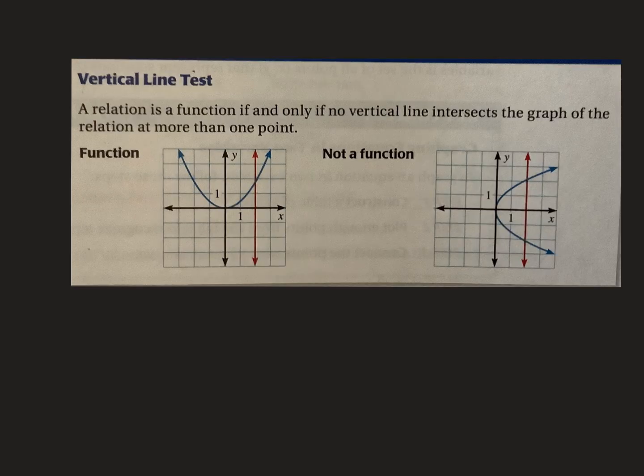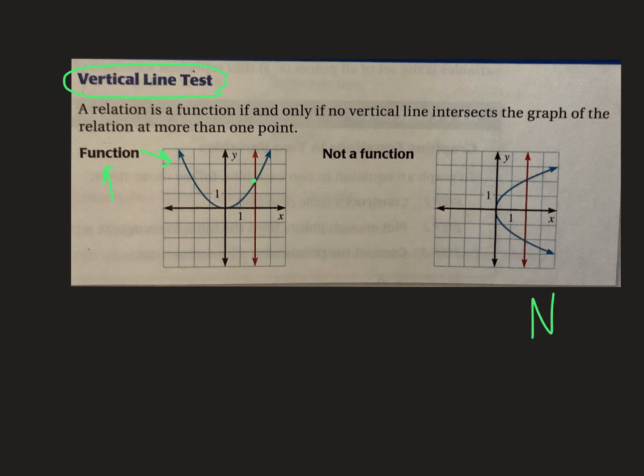Another way you can tell if something is a function is by doing the vertical line test. The vertical line test says you can look at the graph. Like this one is a function because, if that blue is the graph, by the way, the blue is a parabola, and you look at the red vertical line, that red vertical line only intersects that graph in one point. If it just intersects at one point, that's a function.